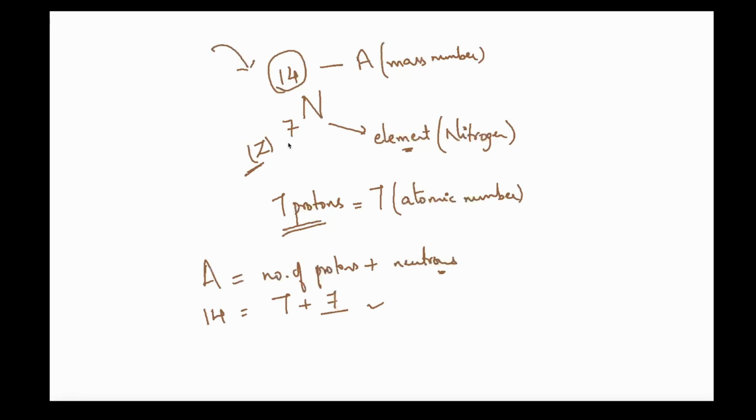If you see a representation like this for any element, the bottom number is its atomic number, while the top number is the mass number of that element. And it's always important to remember that in a neutral atom, the total number of electrons is always equal to the total number of protons, and that is equal to its atomic number.